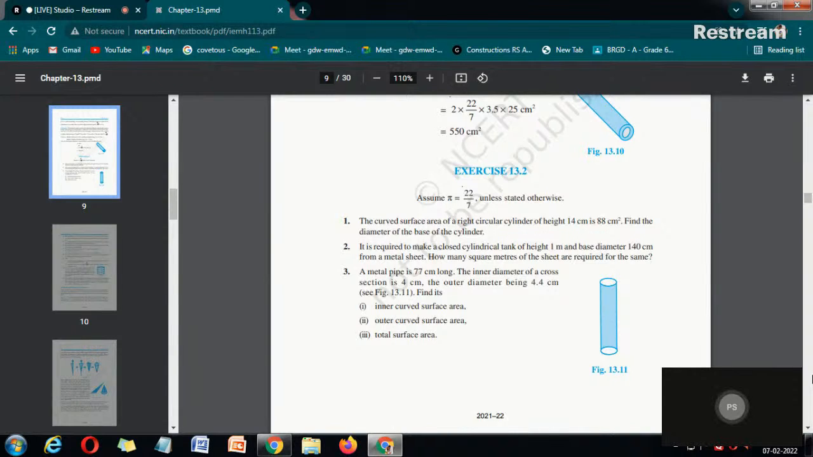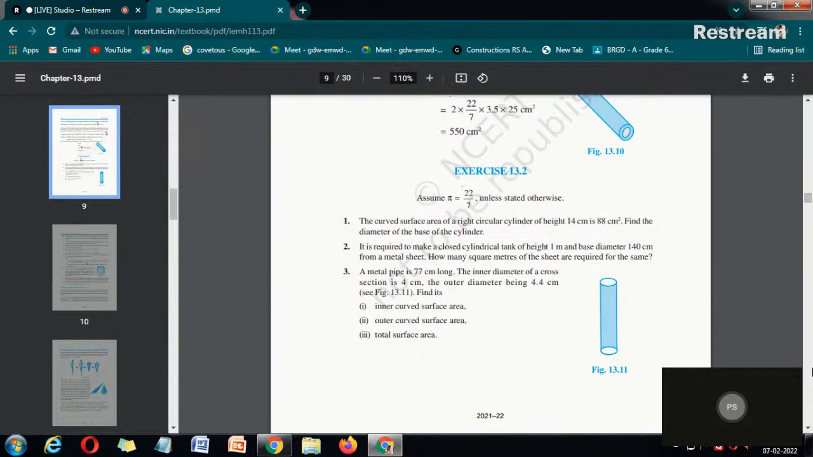Fine. So now first they are asking to find the inner curved surface area, that is 2 pi r h. So 2 into 22 by 7 into radius. Here first we have converted 4 into 2 centimeter because it's a radius. Then centimeter to meter. So it's 0.02 into 77. Then the answer will be 968 meters square.